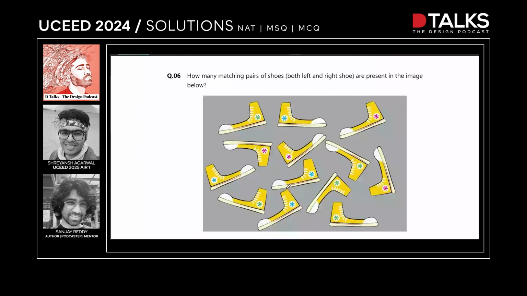Sixth, how many matching pairs of shoes, both left and right shoe, are present in the image given below? Okay, so again, counting figures, you can do either trick. Either you can assign each shoe a number and then form pairs. I think that is the most rigorous technique. So let's just do that.